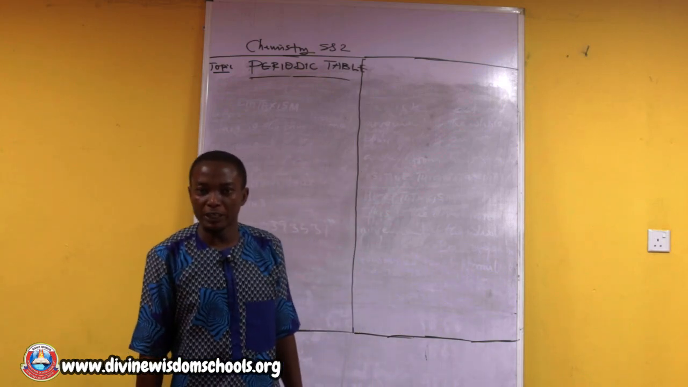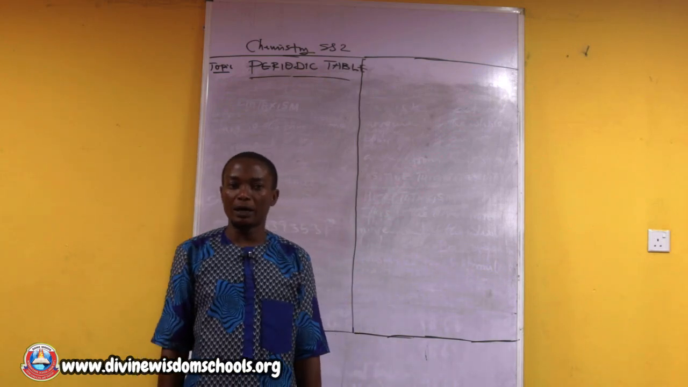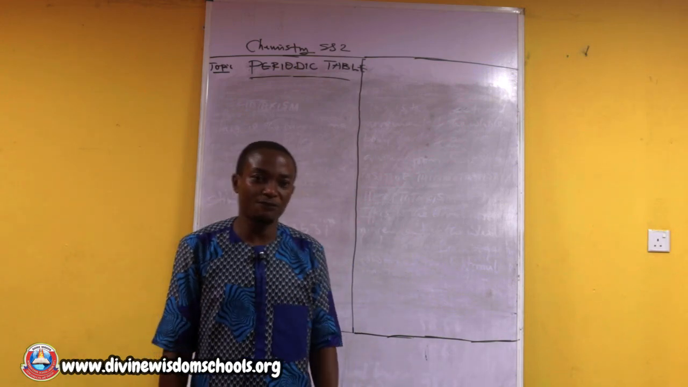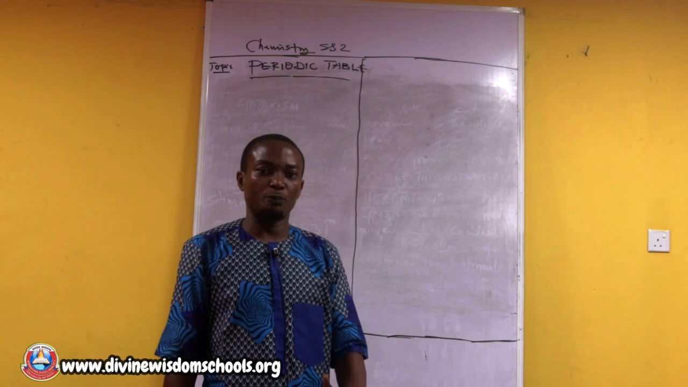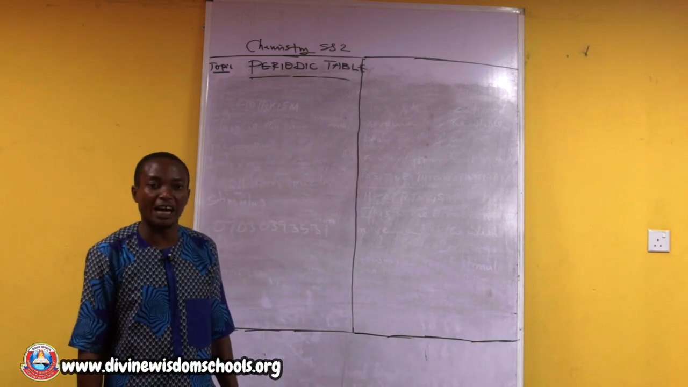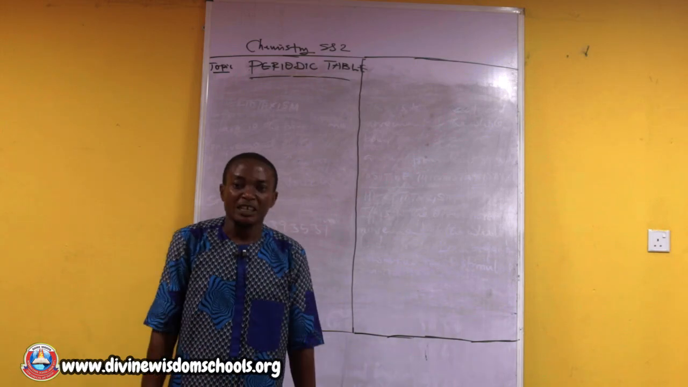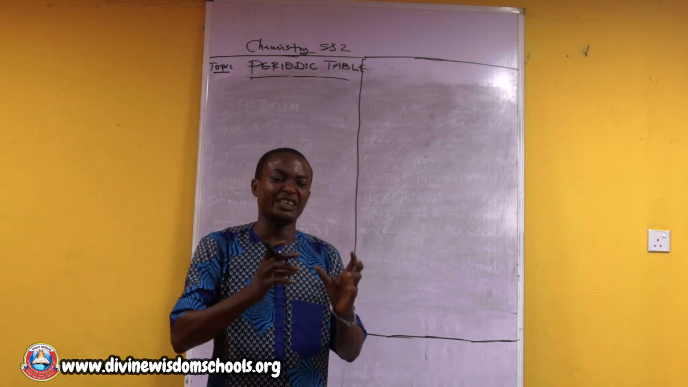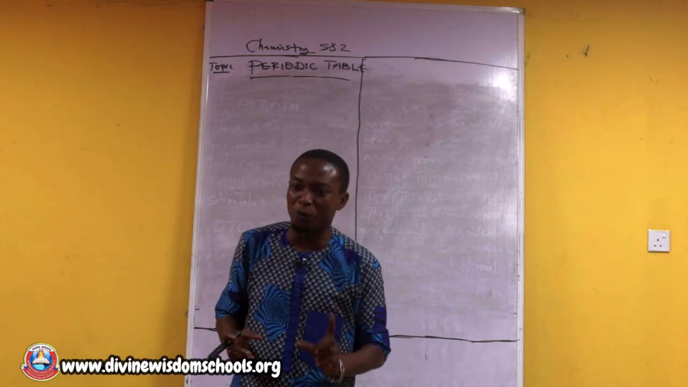So, we are going to be looking at what the periodic table is all about. Before we start, I would want to define what the periodic table is. The periodic table is just an organized chart that arranges the elements in order of increasing atomic number.